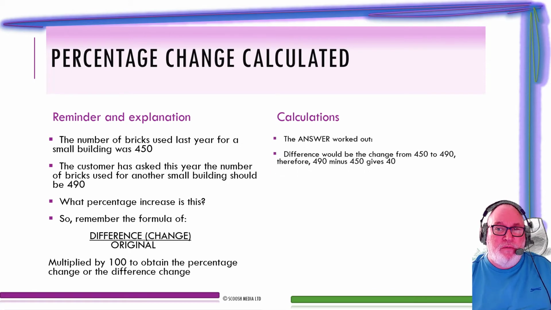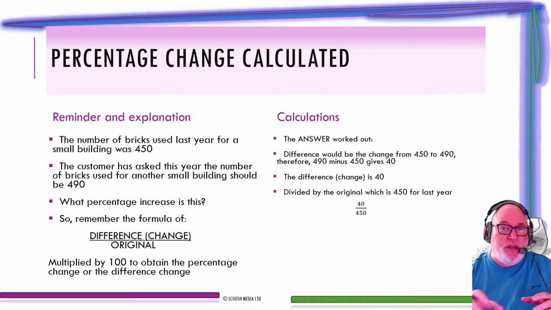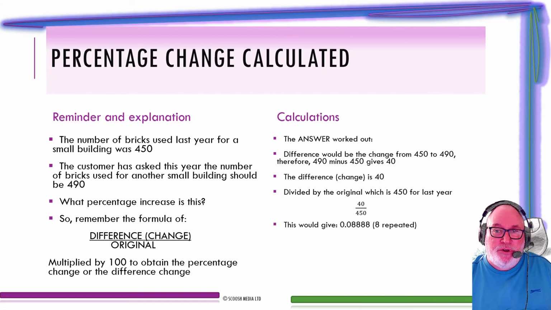The difference between them, you take them away from each other, leaves you with 40, just like I said there. So the difference, the change, is 40. So that fits into your change there, okay? So what you've got to think is that it's 40. The original was 450, not 490. The original was 450, and it's changed to 490. So the difference was 40, that's the change, divided by the original, multiplied by 100. So that's the formula.